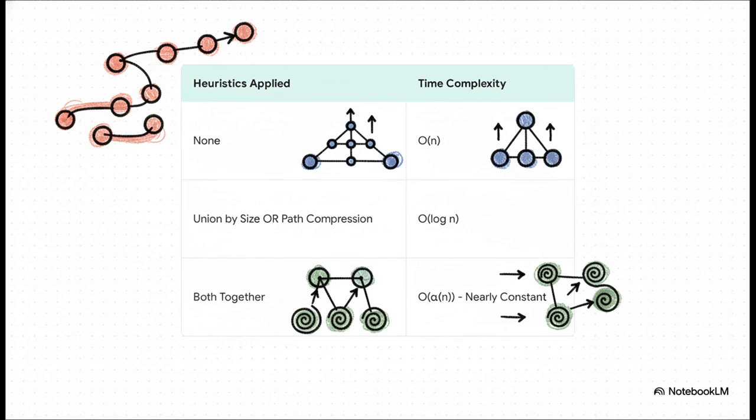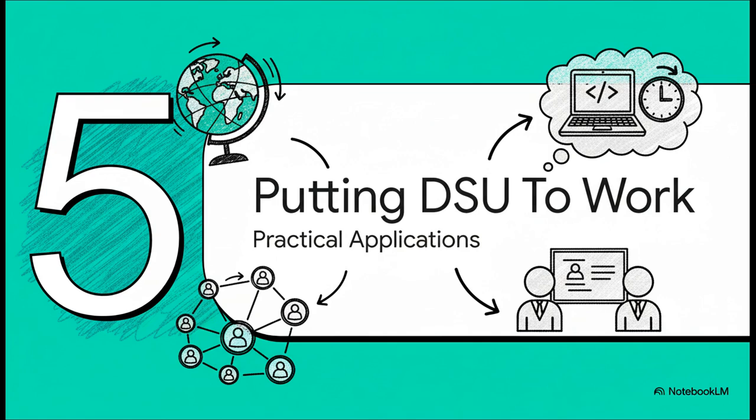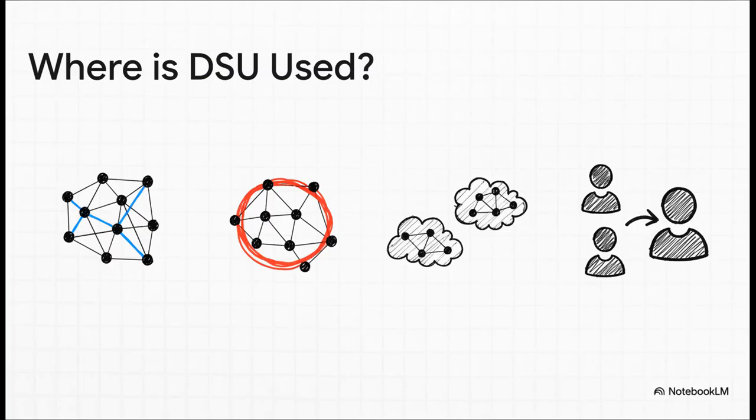That's the magic. So that's the how. It's awesome, it's fast, but where do you actually use this thing? Let's talk about the real world and those coding interviews. You'd be surprised how often DSU is the hidden engine behind some really famous algorithms. It's the absolute key to Kruskal's algorithm for finding the cheapest way to connect a bunch of points. It's also the best tool for spotting cycles in a graph or for counting how many separate islands of computers you have in a network. Anytime you need to group stuff and check connections on the fly, DSU is almost always the right answer.